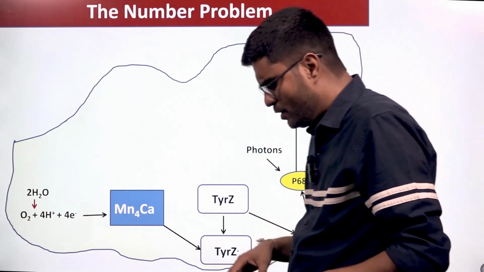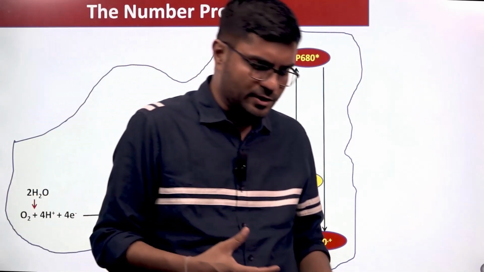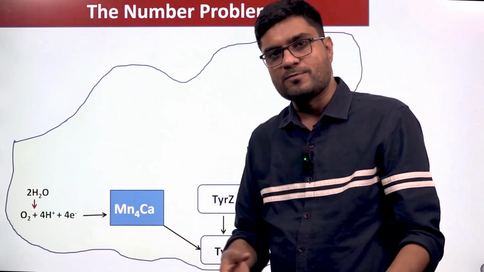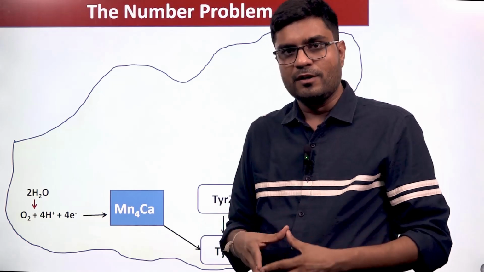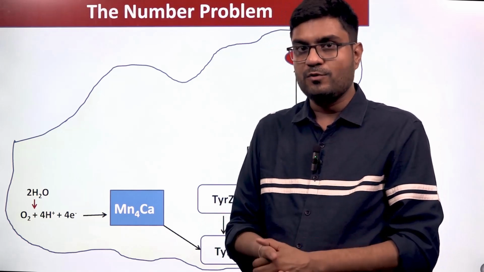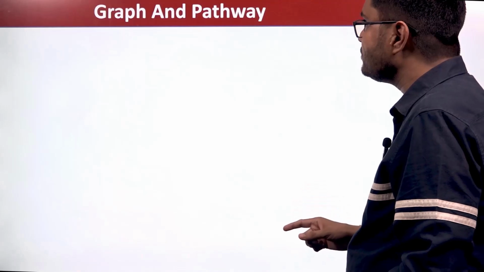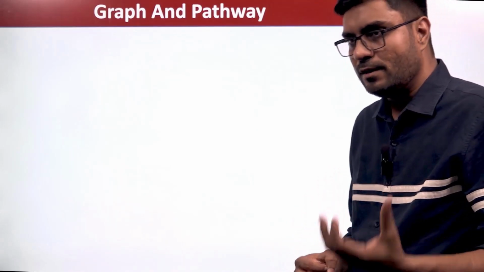So this was the beautiful design of the Z scheme, which is governed by the principle of reduction potential. And the aim of this design was how to transport the electron from water to NADP, or how to transfer the electron from high reduction potential to low reduction potential. The second design is the design of mitochondrial oxidative phosphorylation.